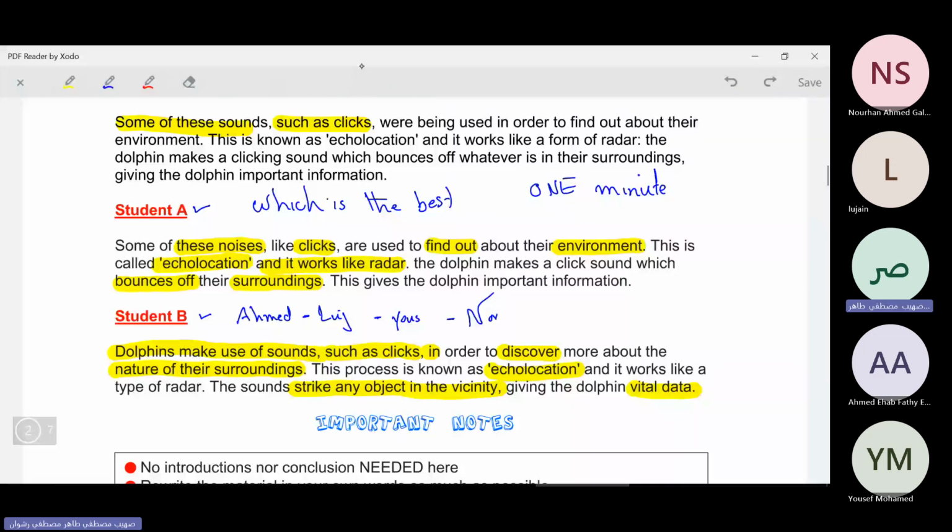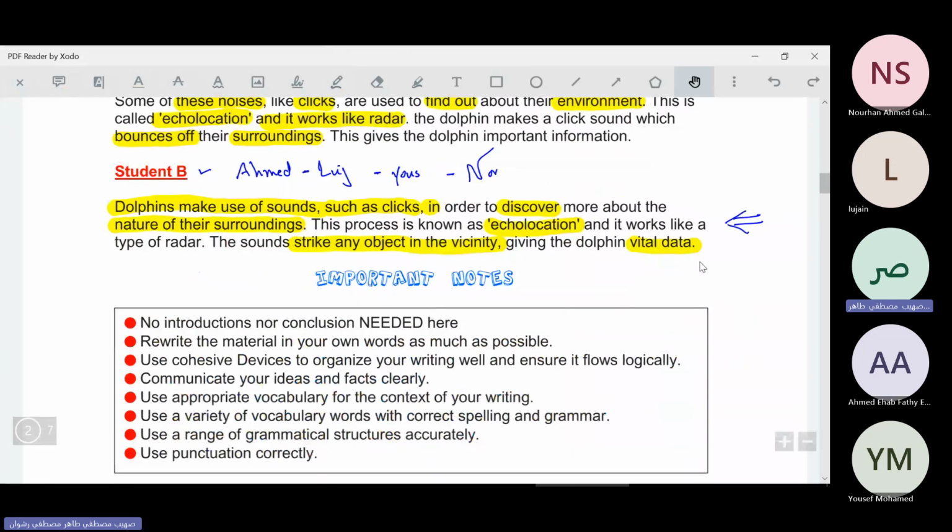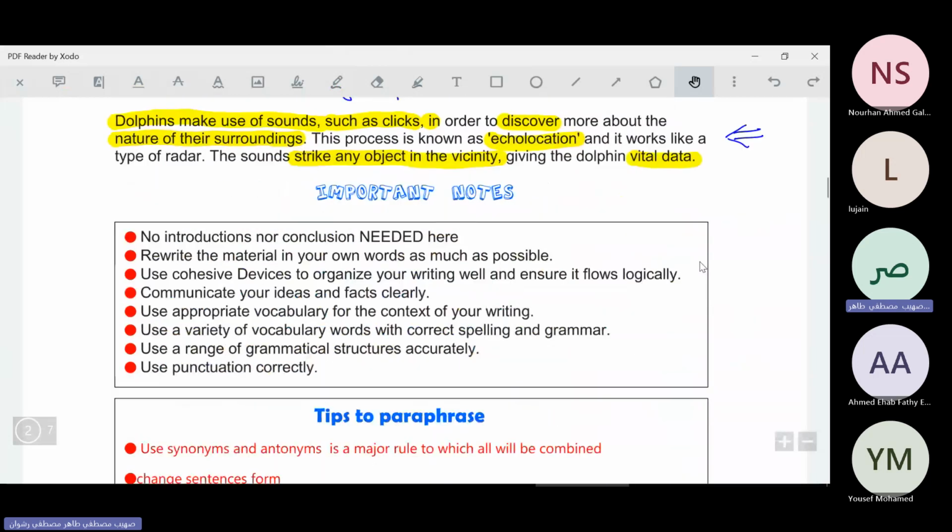This is what I want you to do. After you read the text here, you find the point, and you rephrase the point in the same way student B has done. Okay, let's take this note. When you write your summary, keep these notes in mind.